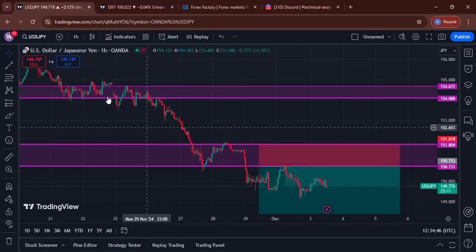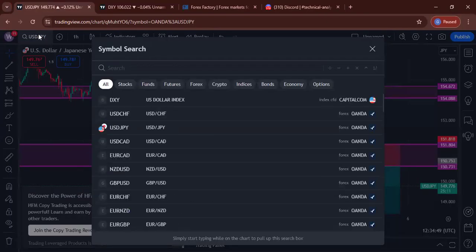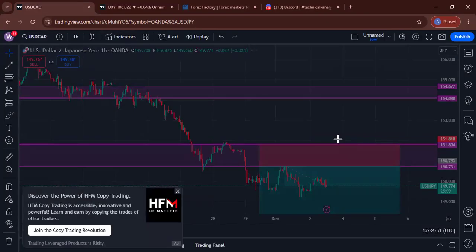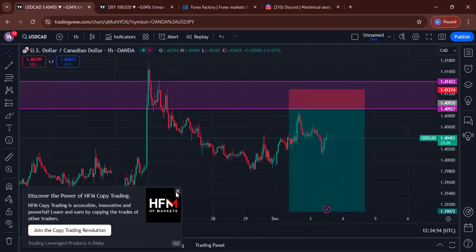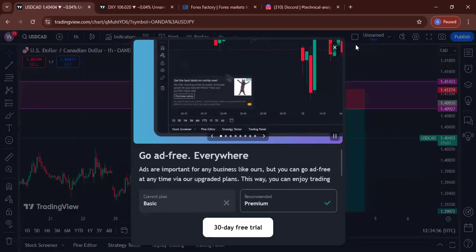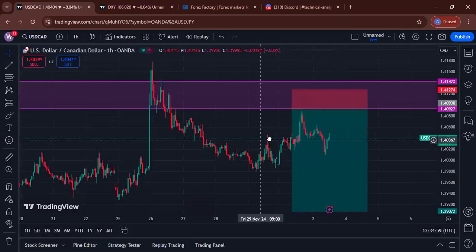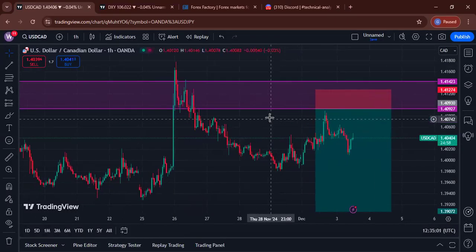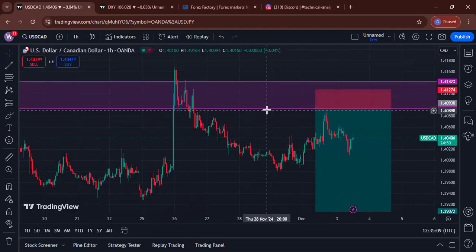USD CAD is here. Let me just show you USD CAD. Yeah, this is USD CAD. Now this is on the 1 hour time frame. You can see it missed my area of interest by a pip, just like a pip. Area of interest was 1.4930. Price reversed from about 1.4900, so like 3 pips or something like that. But we will see. So we have that.